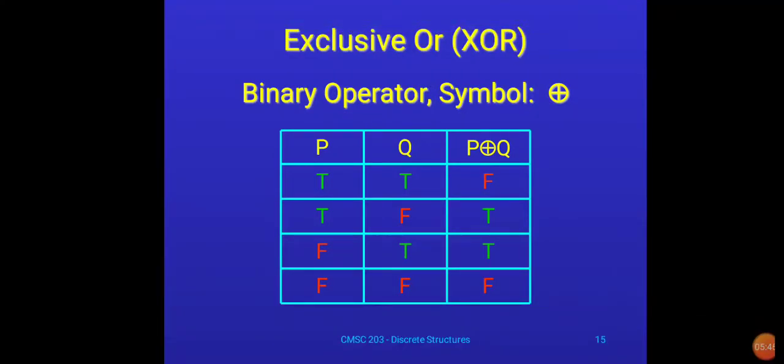So until now we have discussed negation, AND, OR and XOR. The remaining truth tables we will discuss in our further session.